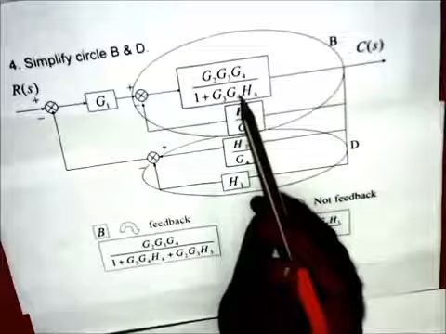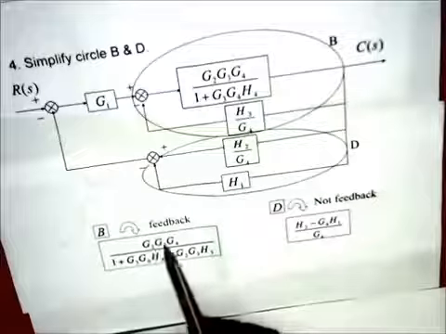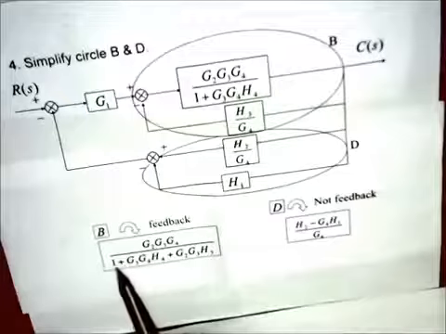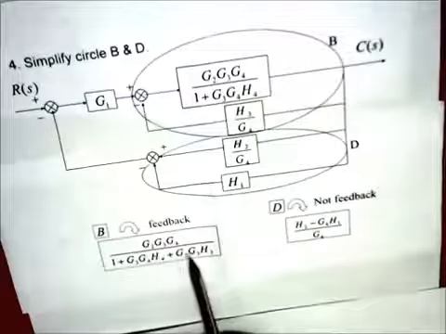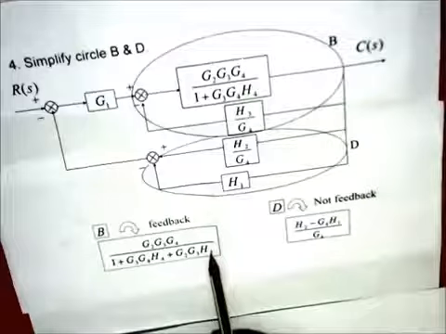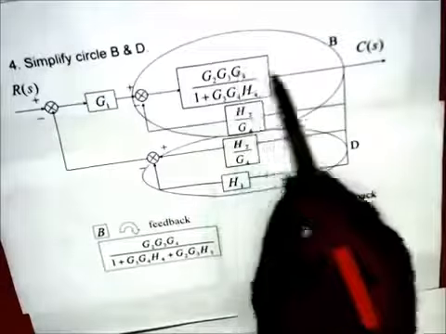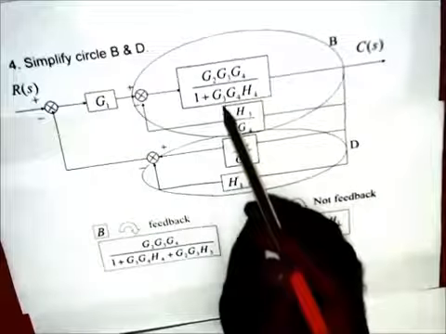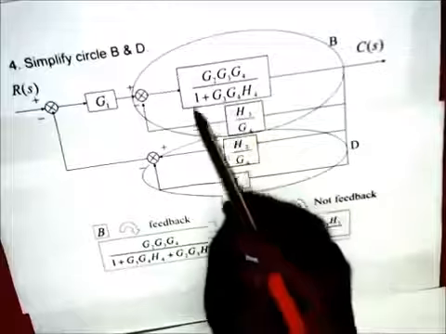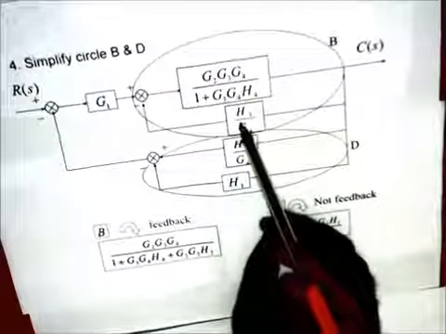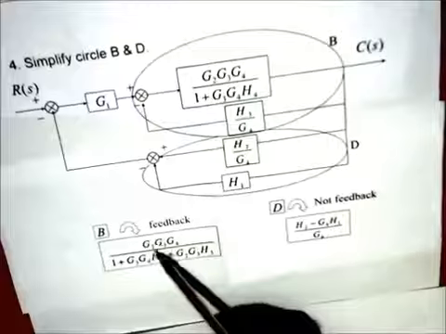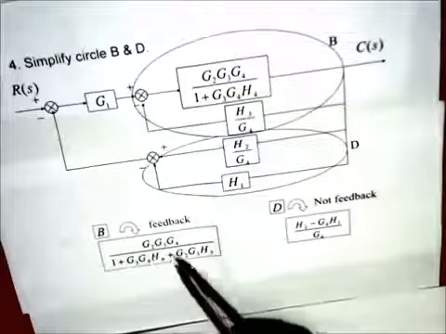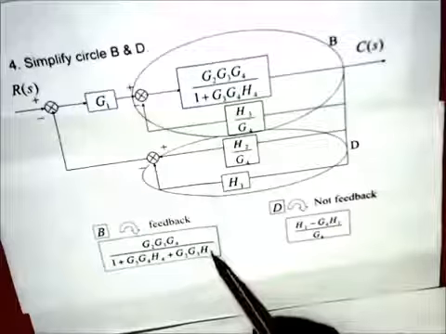So as per negative feedback rules, G2 G3 G4 upon 1 plus G3 G4 H4 plus G2 G3 H3. When we solve this portion of block, this feedback system, we will get G2 G3 G4 upon 1 plus G3 G4 H4 plus G2 G3 H3.